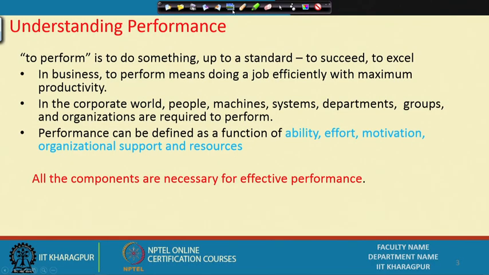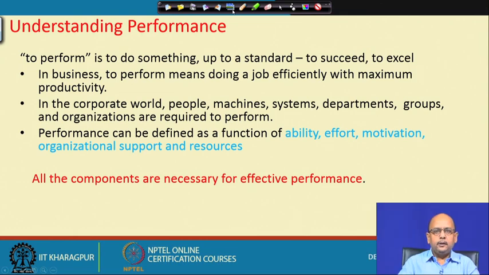It also includes the kind of culture that you have in the organization. So, all these factors contribute to your performance. So, when we are talking about organizational performance, it is nothing else but a function of ability, effort, motivation and organizational support. Now, we need to ensure that all these components are present for effective performance, right.